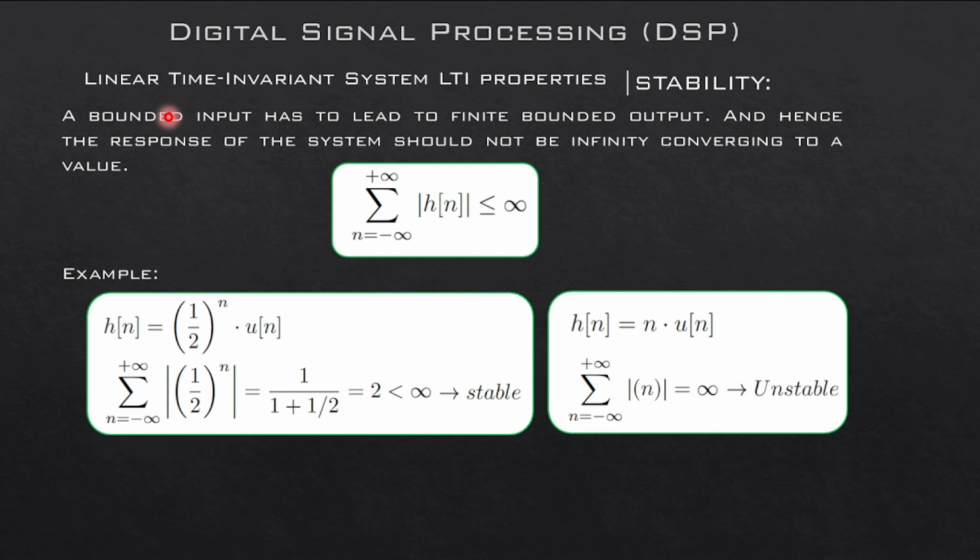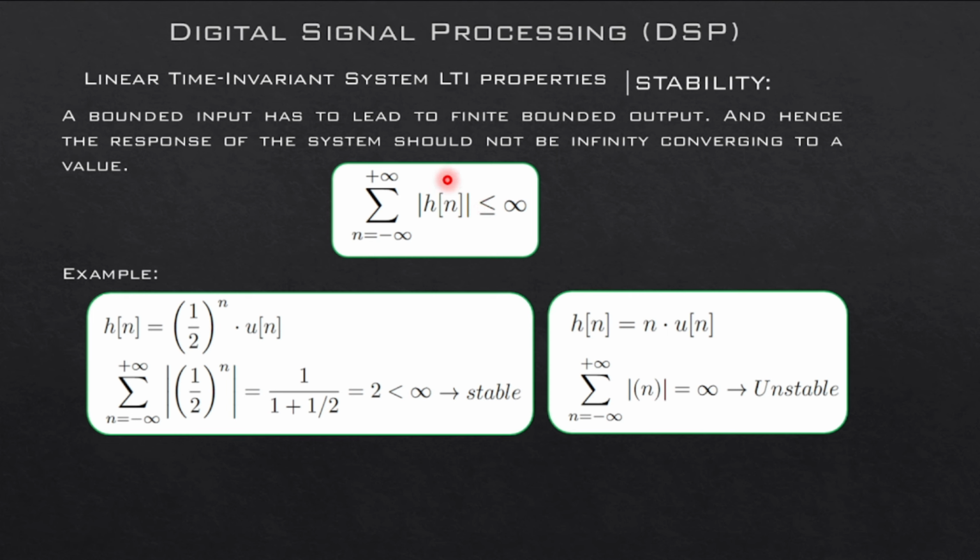Stability means that the limit when n goes to infinity for a system doesn't go to infinity, so it's not open-ended. It leads us to a value that is fixed and finite. So a bounded input has to lead to a finite bounded output, and hence the response of the system should not be infinity, converging instead to a fixed final value. So at first, stability is given by this relationship: the sum from minus infinity to plus infinity of hn, which is the response of the system, should be less than infinity. Actually, not equal to infinity, but less than, for stable systems.